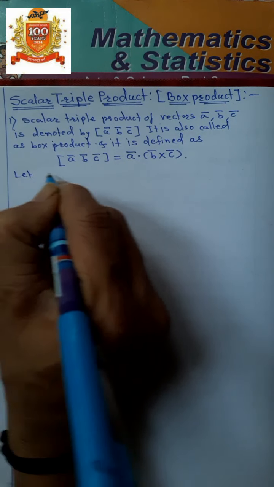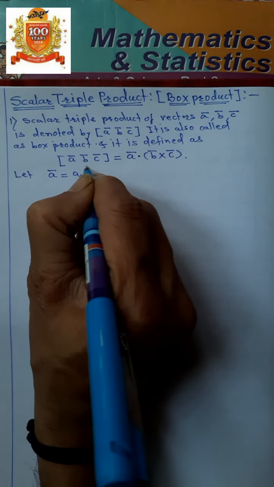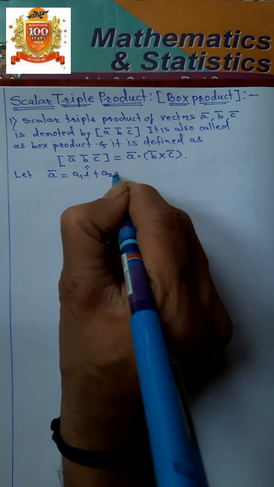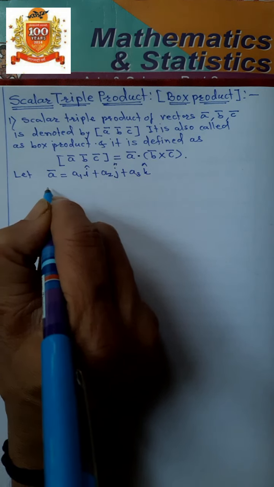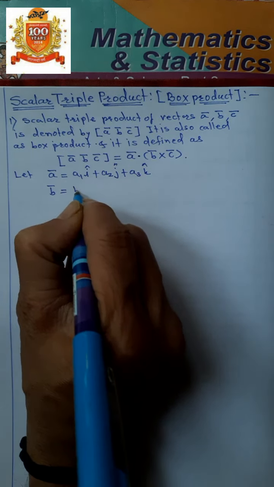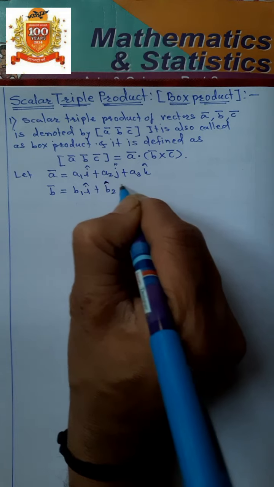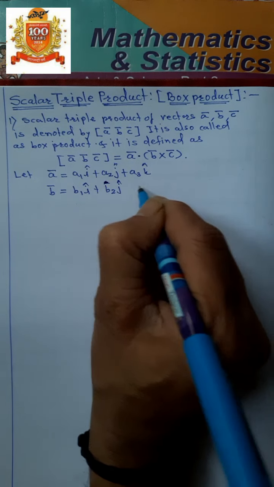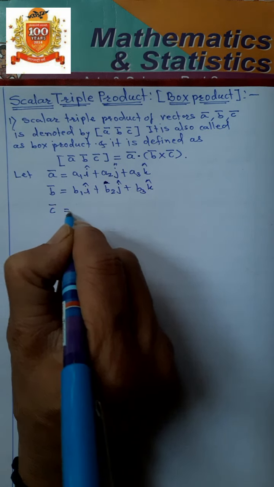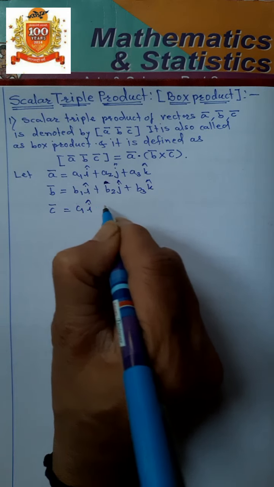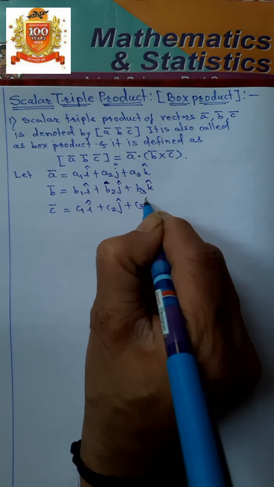Let a bar is equal to a1i plus a2j plus a3k. B bar is equal to b1i plus b2j plus b3k, and C bar is equal to c1i plus c2j plus c3k.